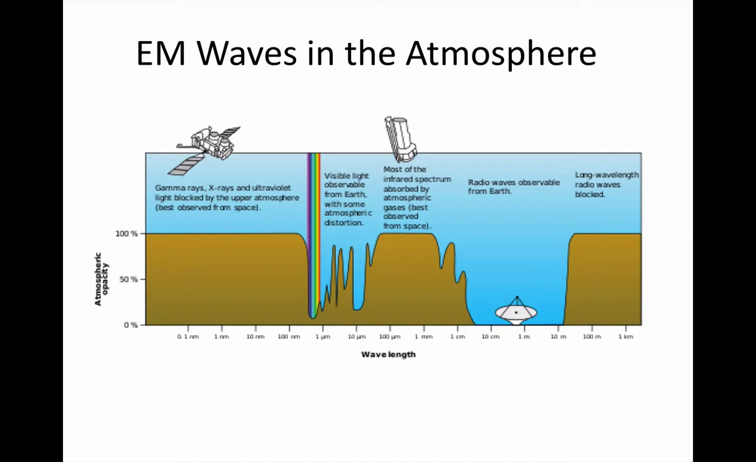In fact, only 2 bands from the whole spectrum make it all the way down to Earth's surface. And we call them windows in the electromagnetic spectrum. So we have the visible window, which means that we can see the sun and stars and things in space. And there's also a radio window that means that we can use radio telescopes to detect radio waves coming down from space.